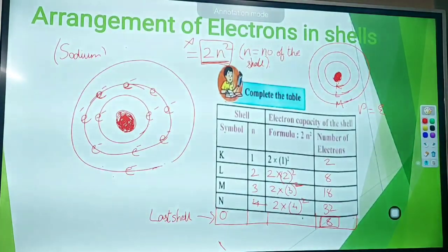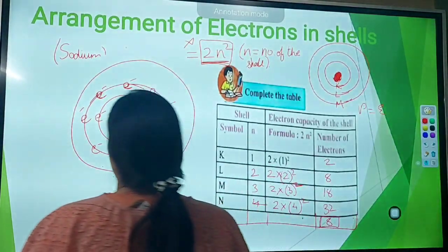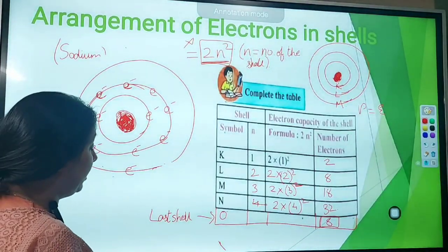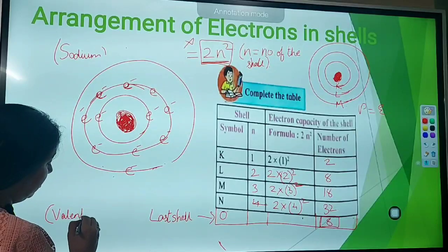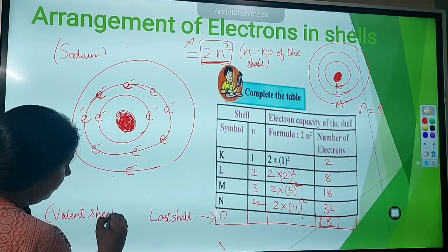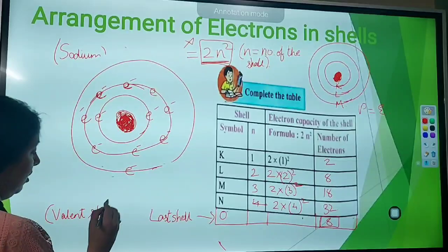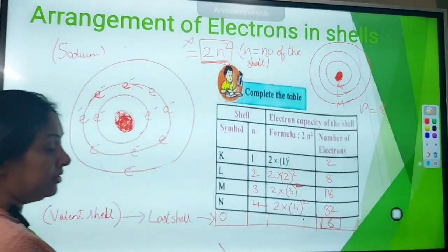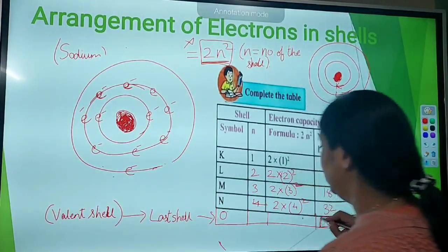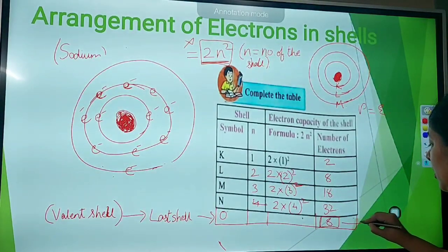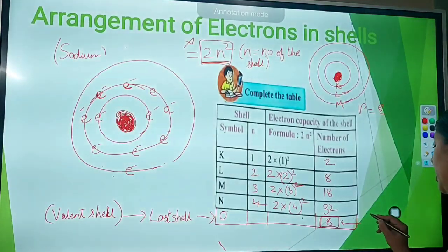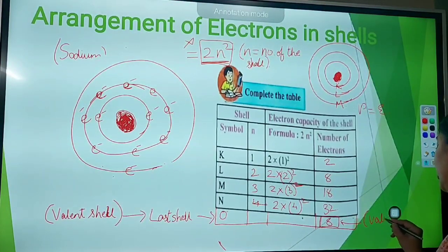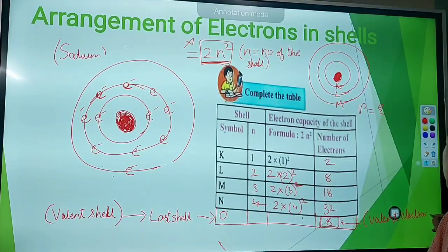Children, are we understanding? The last shell, जिसकी capacity 8 से ज्यादा की नहीं है, that shell is known as the valent shell. Okay, and last shell में जितने electrons हैं, those are known as valent electrons.